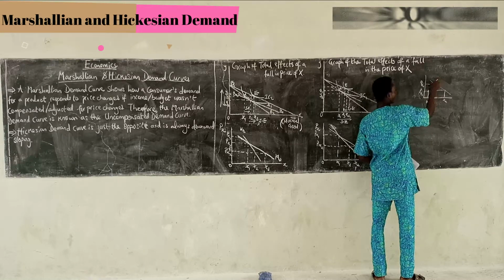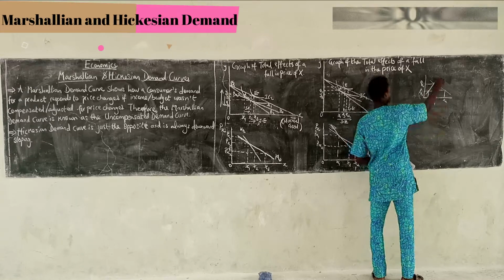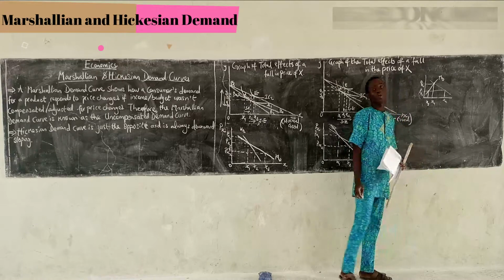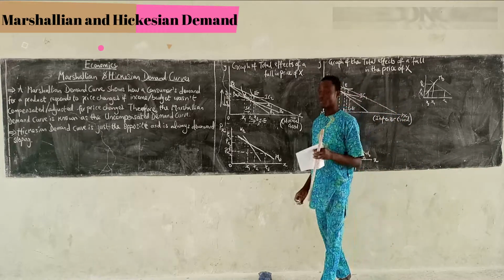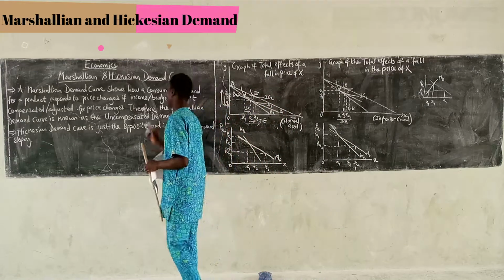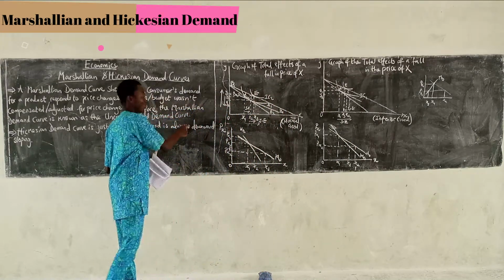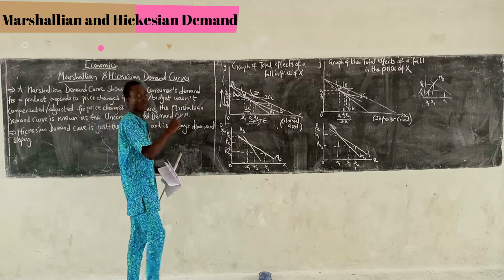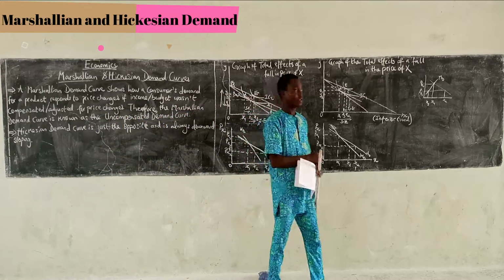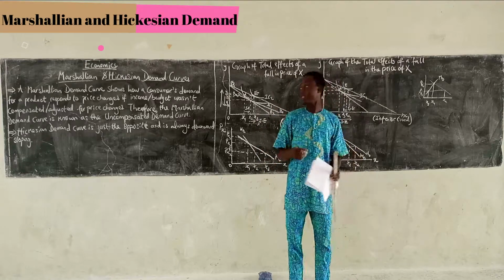So, sketching out this demand curve, we'll be having something like this. The Marshallian demand curve here will be upward sloping. I hope you understand that. That's what you're going to have in your assignment. So that is why I mentioned that the Hicksian demand curve is always downward sloping, but the Marshallian demand curve is not always downward sloping. It depends on the nature of the commodity. So that is kind of easy.